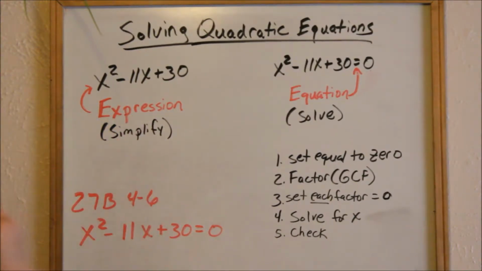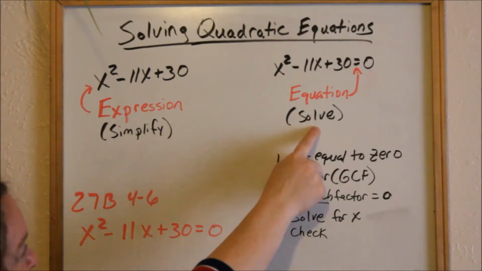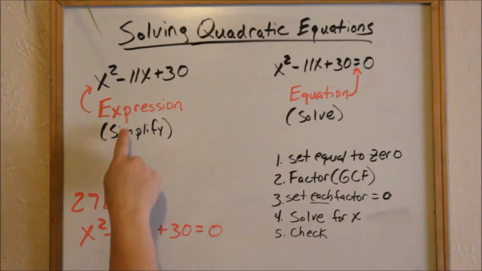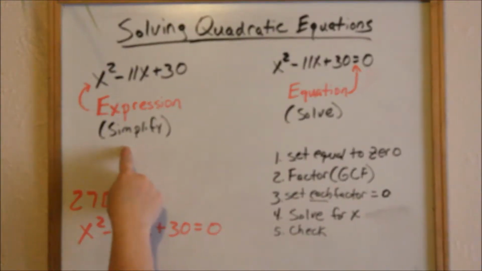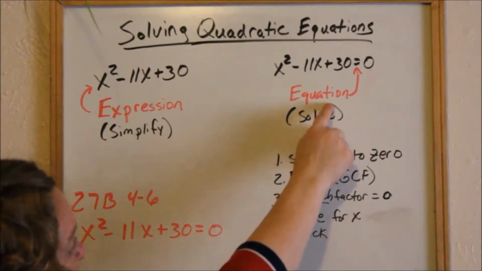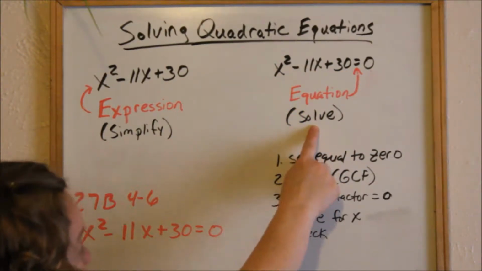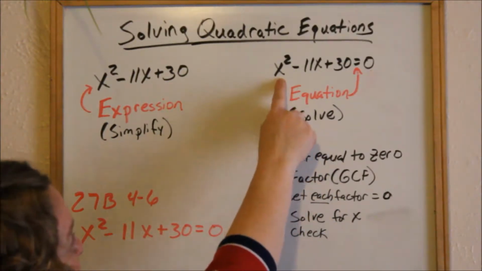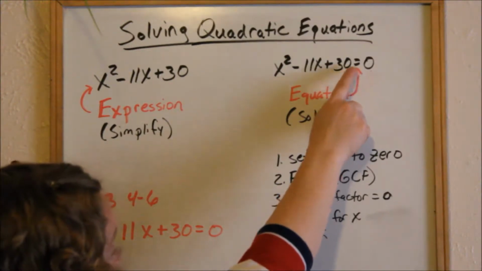And in the world of algebra, you're going to have two words that you hear a lot: simplify and solve. When you have an expression, meaning no equal sign, you simplify it. You're reducing it. You're making it as small as possible. When you have an equation, which you have an equal sign, you can solve for the variable. Today, that's what we're going to be doing. We're going to be solving for the variable x, because now we have an equal sign here.